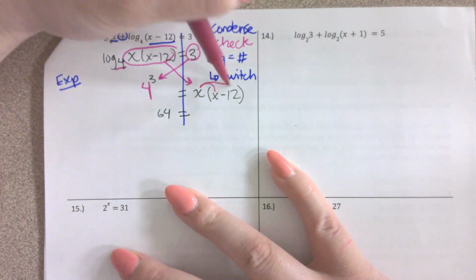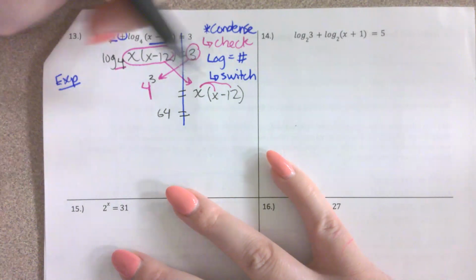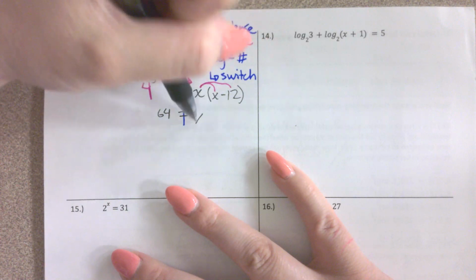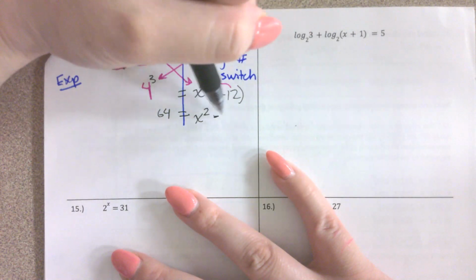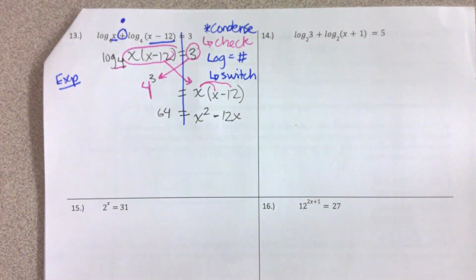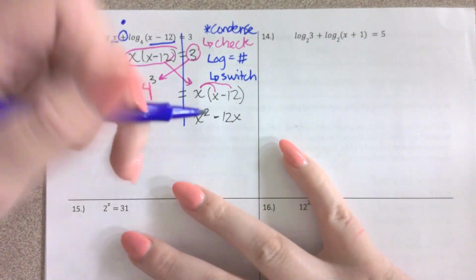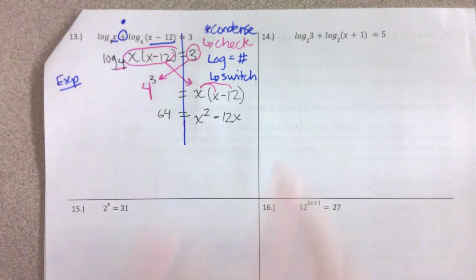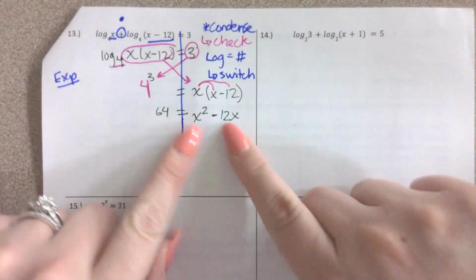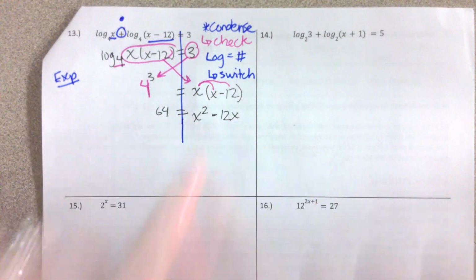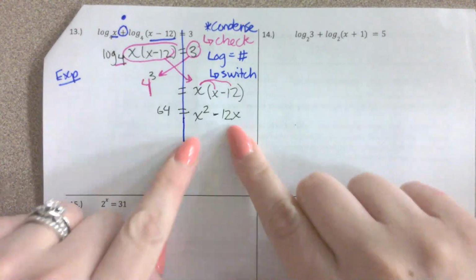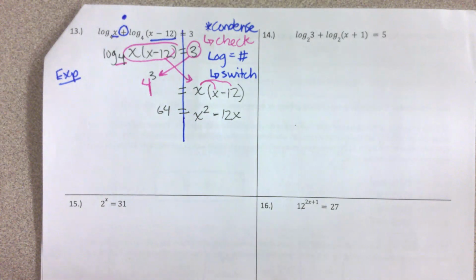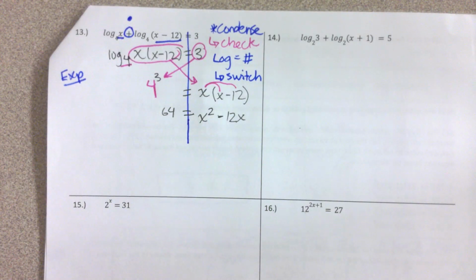We distribute that. Be careful here. Reminder, x times x is x squared. It is not 2x. x times negative 12 is negative 12x. And this is why this problem is not the most fun problem to do. We have an x squared and an x term. When we have those in the same problem, there isn't a way to just get rid of either of them. You can't square root, you can't divide off x, those aren't options.